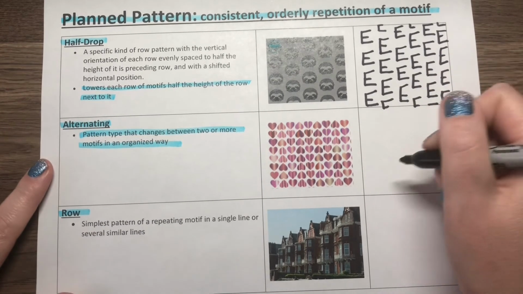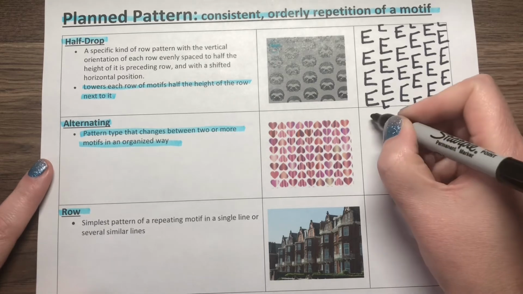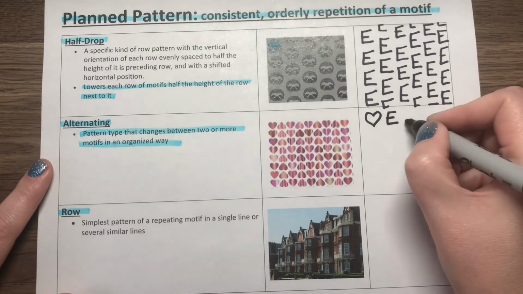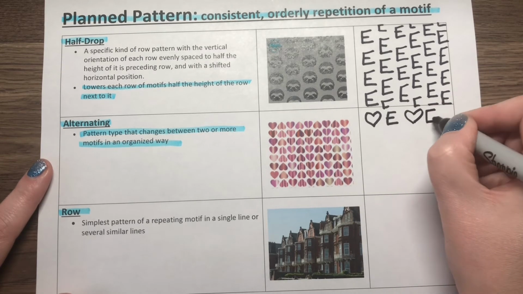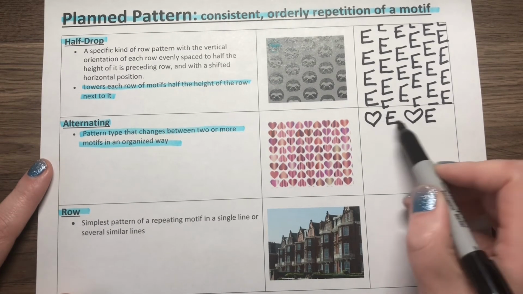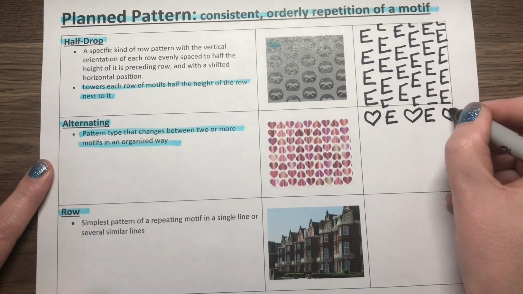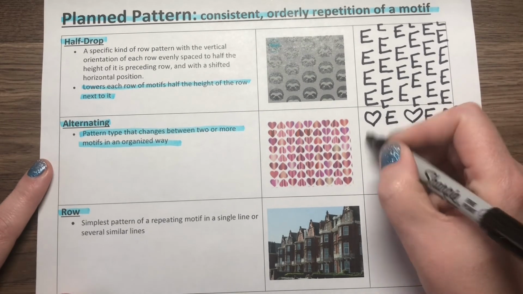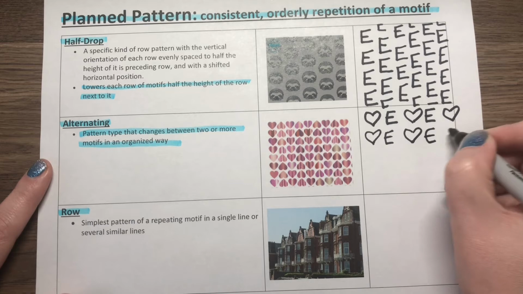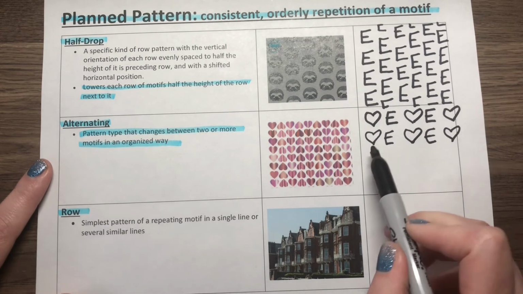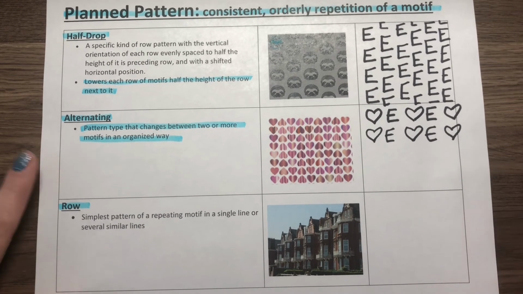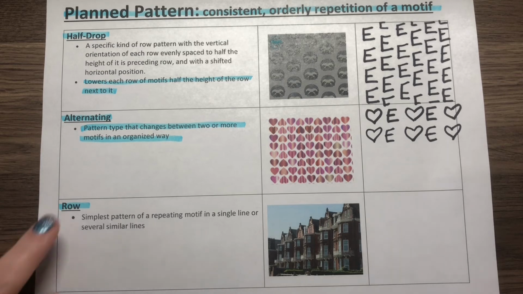So for me, I'm going to do a heart, and then I'm going to do an E. And then I'm going to do a heart, and then I'm going to do an E. And you would be able to tell me what comes next, right? So even though I'm alternating, I'm changing it, you would be able to tell me what's next: a heart. Now I could continue and add on more stuff. That would be okay too. But as long as it's changing between a couple things and you can tell what comes next, then it's an alternating pattern.